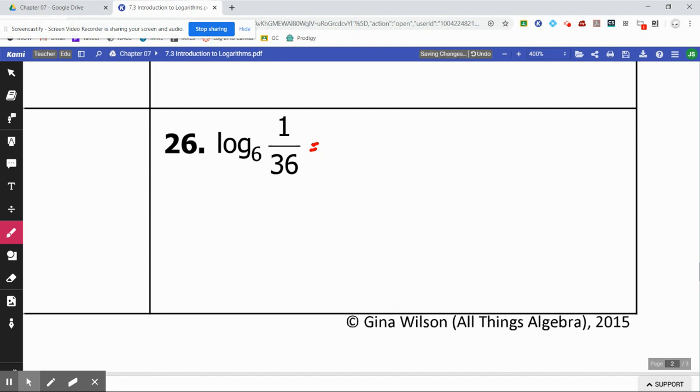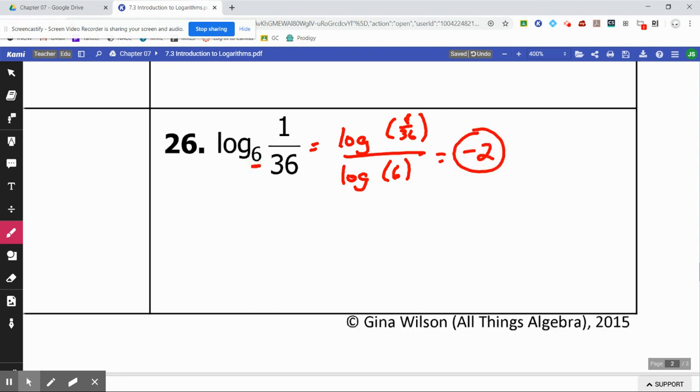6 to what power is 1 over 36, but you could type it in as the log of 1 over 36 divided by the log of 6, which is, again, uglier than actually working it out for yourself. But when you type that in, you should get negative 2. Now, why? Because 6 to the negative 2, bring it to the bottom, is equal to 1 over 36.